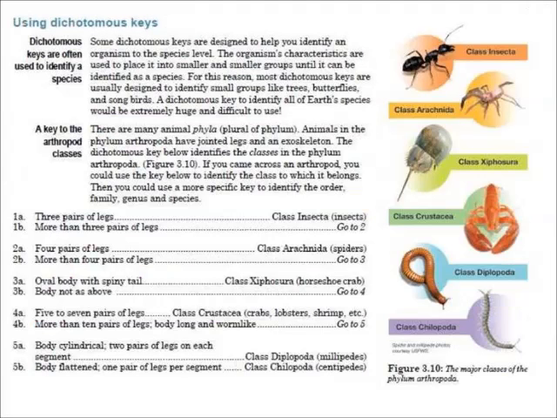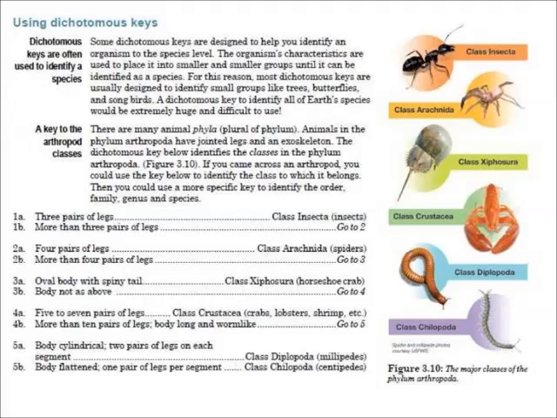Some dichotomous keys are designed to help you identify an organism to the species level. The organism's characteristics are used to place it into smaller and smaller groups until it can be identified as a species. For this reason, most dichotomous keys are usually designed to identify small groups like trees, butterflies, and songbirds. A dichotomous key to identify all of Earth's species would be extremely huge and difficult to use.